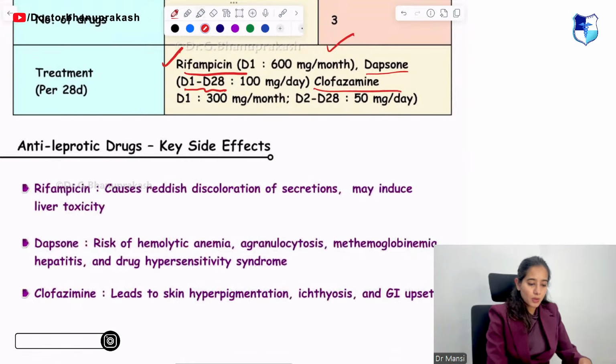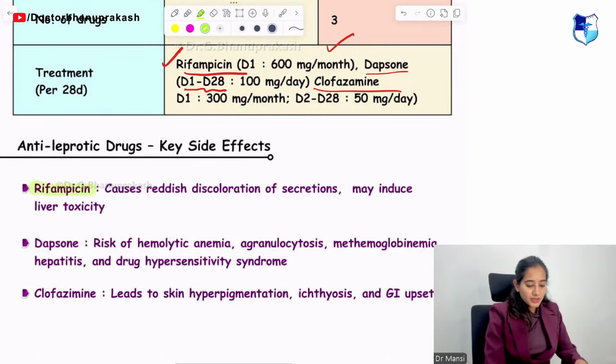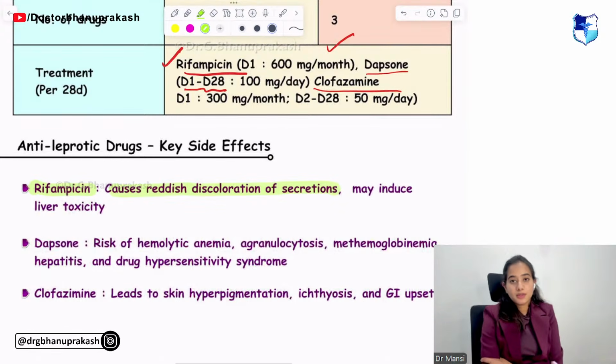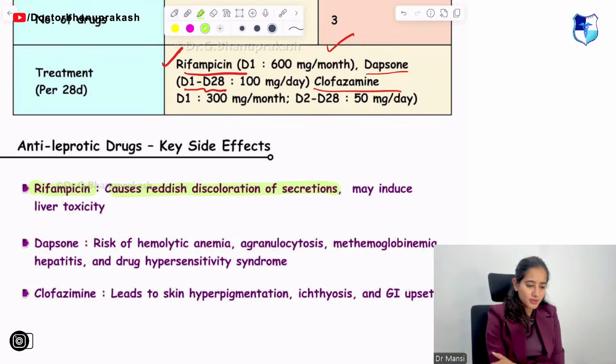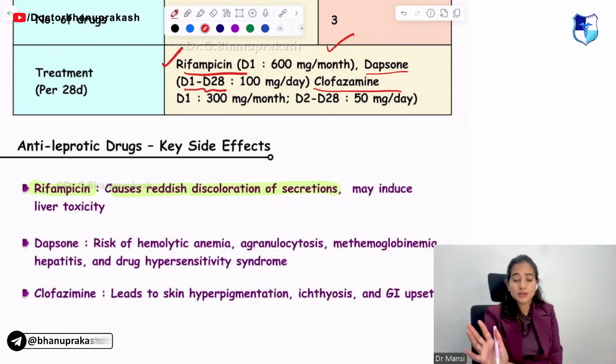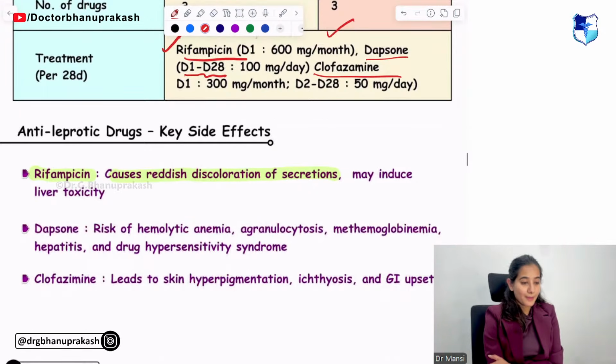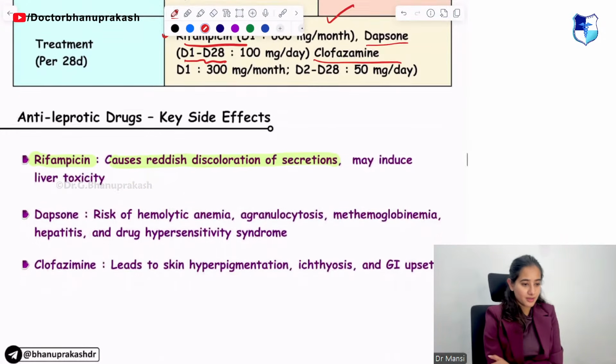And some important side effects of these. Rifampicin, mostly orangish reddish discoloration of secretions. So I believe that you have probably heard of it, some orange colored urine, if it is happening. Which drug is associated with that? Yes, right, Arjun. I can see your answer, R for R. Okay, so orange colored, rifampicin, Anirudh, right? So this is a very famous known question, and it may also induce liver toxicity, right?